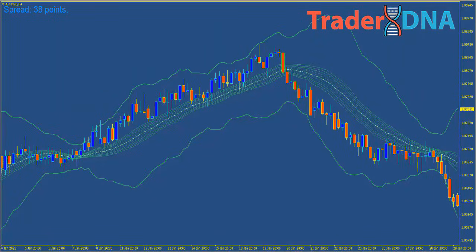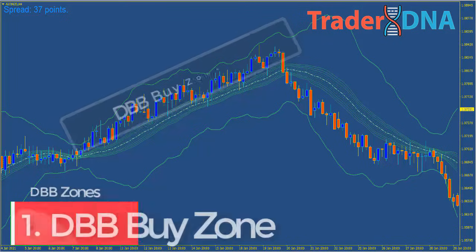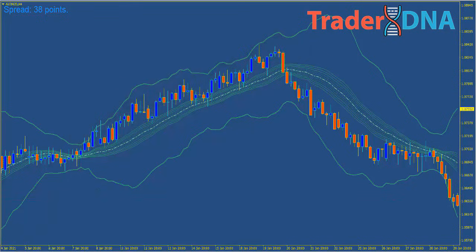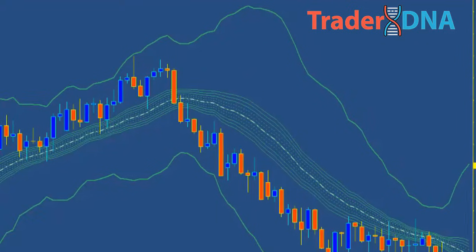The double Bollinger Band strategy incorporates 3 different zones. First, double Bollinger Band or DBB buy zone. The DBB buy zone is found above the upper 0.5 standard deviation. Presence of buy signal.